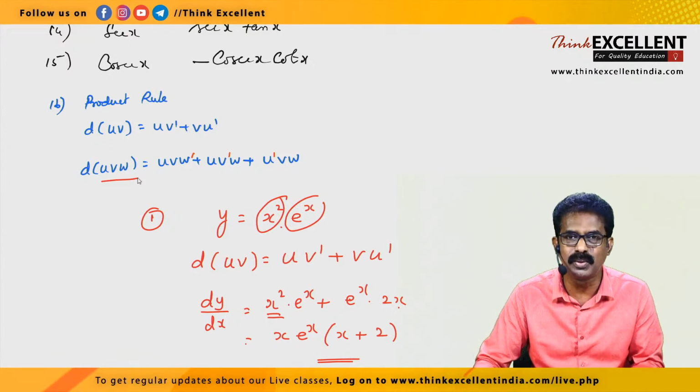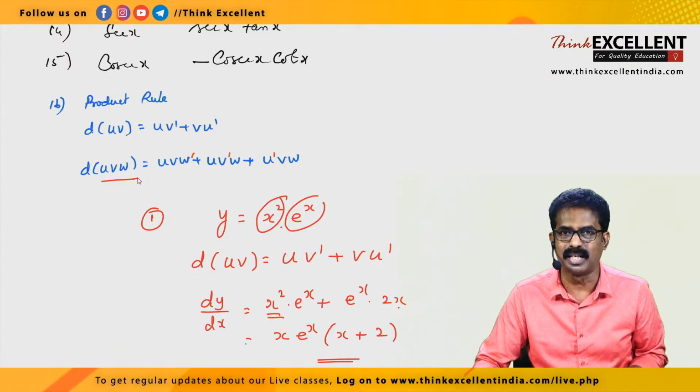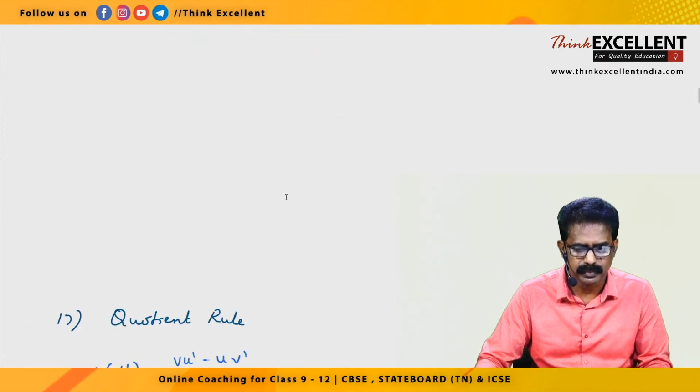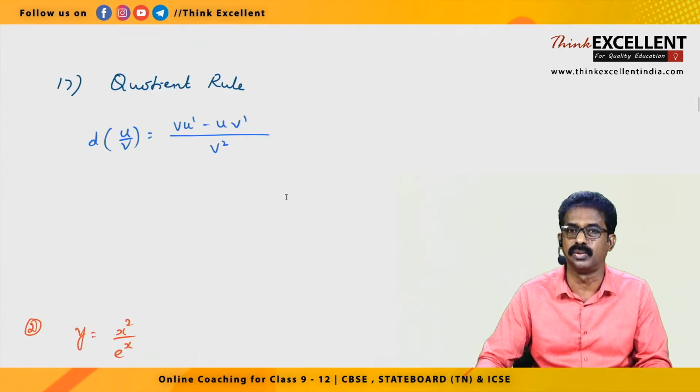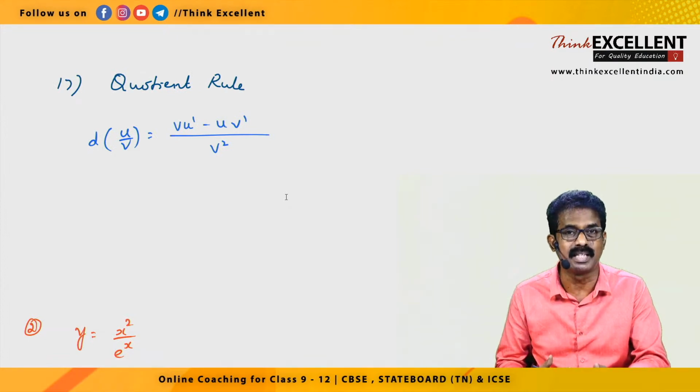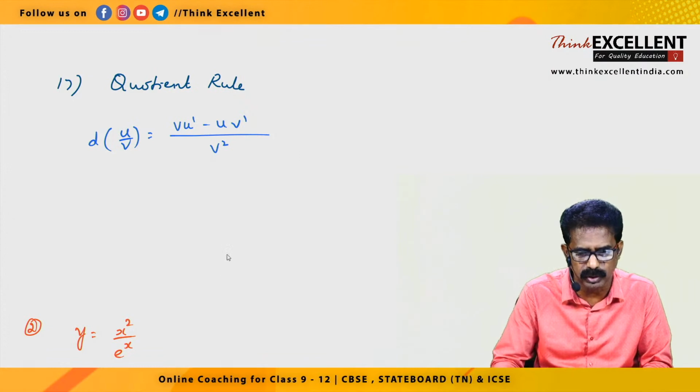Then the quotient rule. I just gave the formula only, right? Are you remembering that formula? Quotient rule, listen, this is the quotient rule. When to use the quotient rule? When there is a function by another function, right? So we have to apply the quotient rule here.